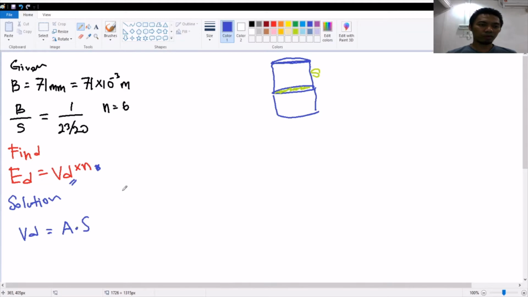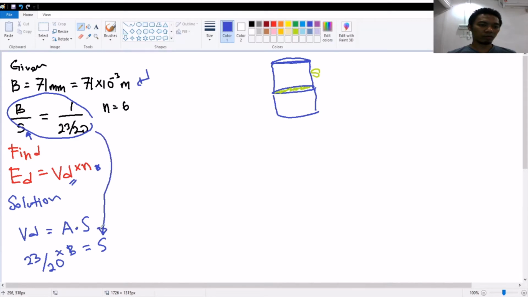So do you have S? You still don't have S, right? Because the question is only giving you a bore size, whereas you need to use this ratio to get S. So you have to solve for S first. S over B equal to 23 over 20, so S equals 23 over 20 times B. From this, don't say that you don't know how to solve this.